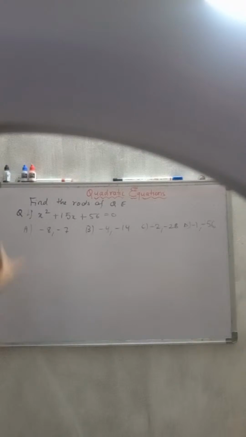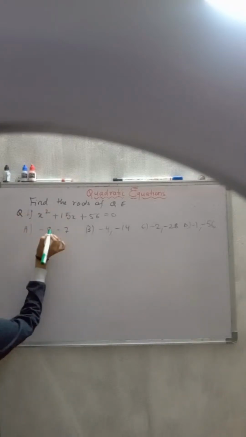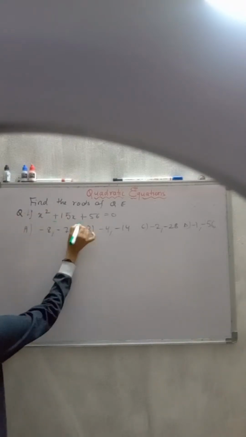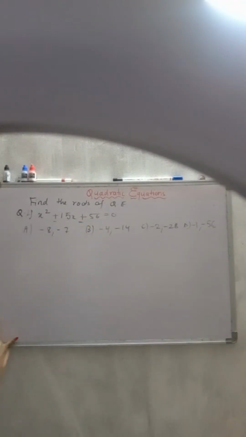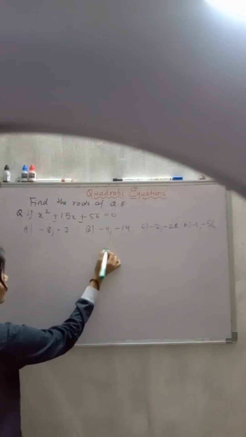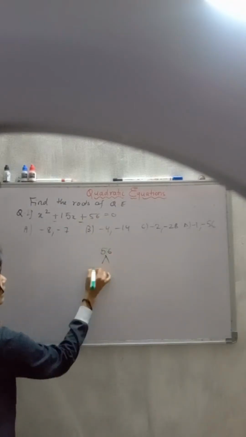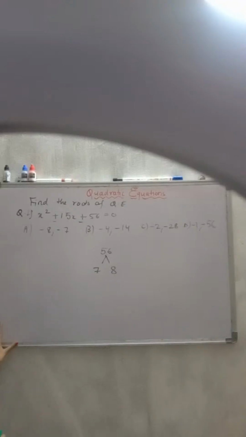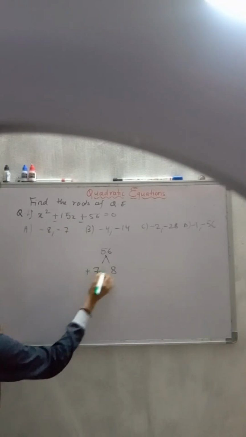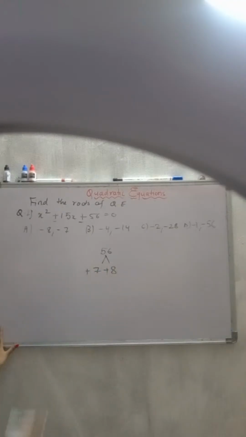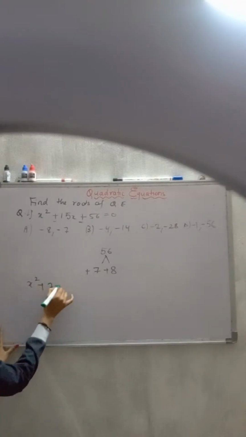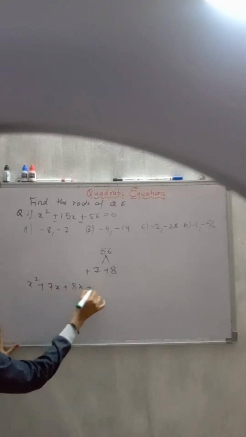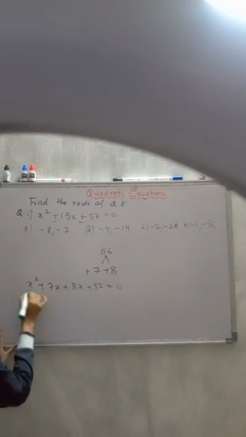So roots of this, and observe this, both the signs are positive, so both the roots will be negative. Factors of 56: 7 8s are 56, we want plus 15, so plus 7 plus 8 gives you plus 15. x square plus 7x plus 8x plus 56 equal to 0.